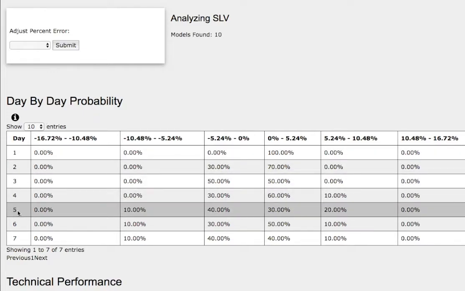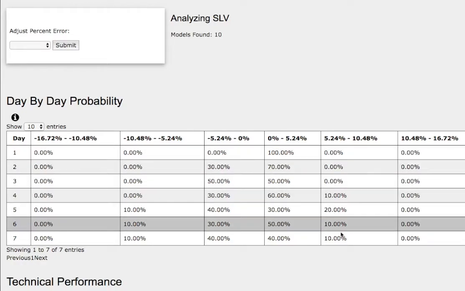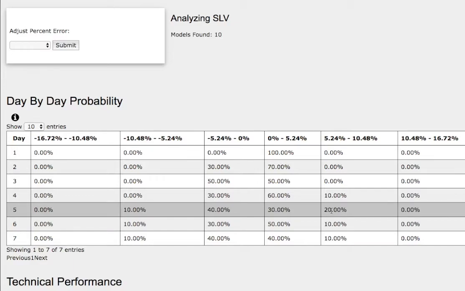As we progress to the 5th day or week of trading, we have a 33% chance for it to climb between 0 to 5.2%. And for the extreme case to the upside, a 20% chance to climb between 5.2% to 10.5%. As for the downside, we have a 40% chance to fall between 0 to negative 5.2%, and for the extreme case to the downside, a 10% chance to fall between negative 5.2% to negative 10.5%.